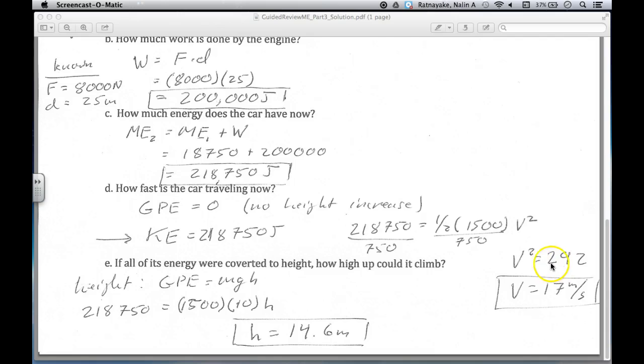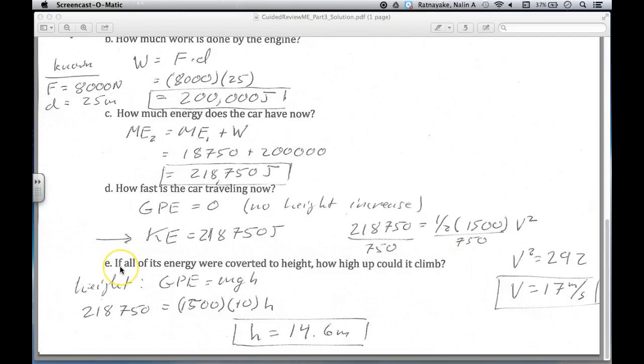So 218,750 divided by 750 is 292, and that is v squared. And to undo the squared, I've got to take the square root of both sides. So square root of v squared equals square root of 292, and I end up with v equals about 17.1 meters per second. Okay, so it's just a straightforward use of the KE equation. Solve for your unknown, which is v.